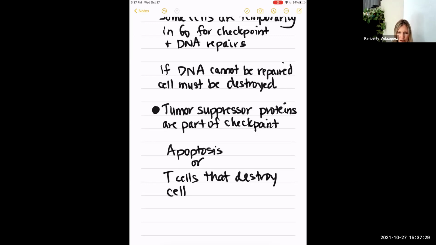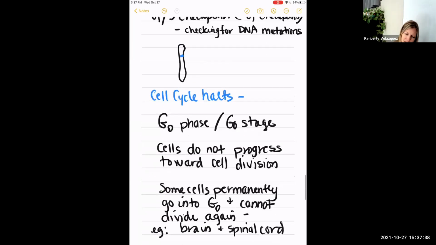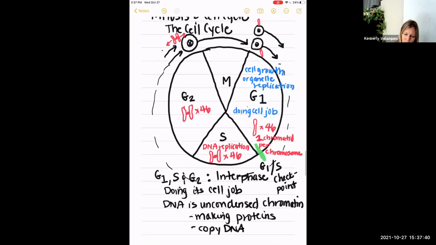If the cell, though, can either be repaired or there wasn't any DNA damage, then that clock continues. So after that G1 checkpoint, if everything's good, then the cell cycle starts again. So it goes back into G1, continues through S, the DNA is copied, goes into G2. And in G2, it's mostly doing its cell job, but it's also getting ready to divide. Getting ready to go through mitosis.